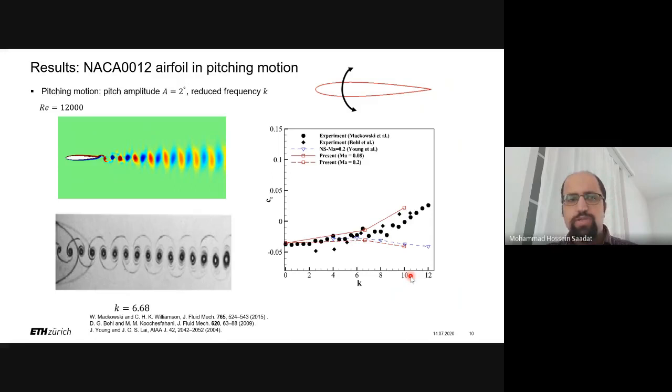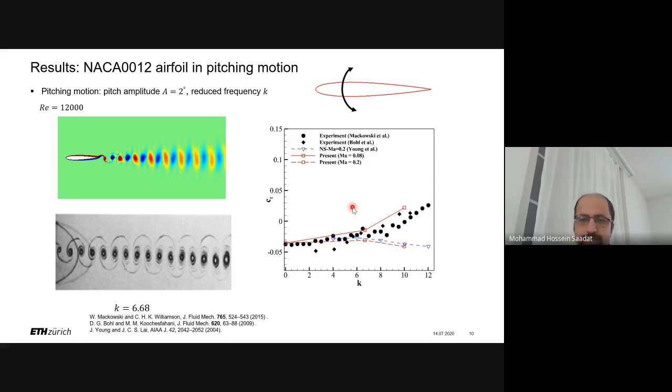Now the next test case is the flow over airfoil in pitching motion. Here the airfoil is pitching around its quarter chord. The pitching amplitude is 2 degrees and the Reynolds number is 12,000. So again in the left, you see the vortex pattern in comparison with the experiment at the reduced frequency of 6.68. And here in this picture, I've compared the thrust coefficient with the other experimental and numerical results in the literature.